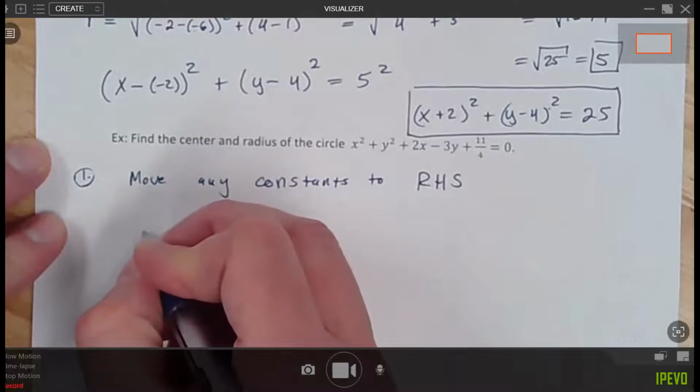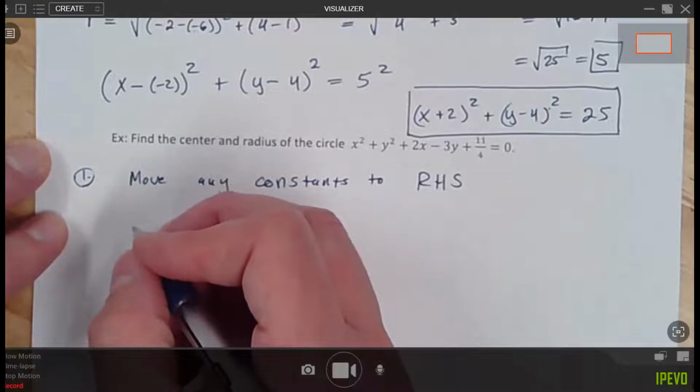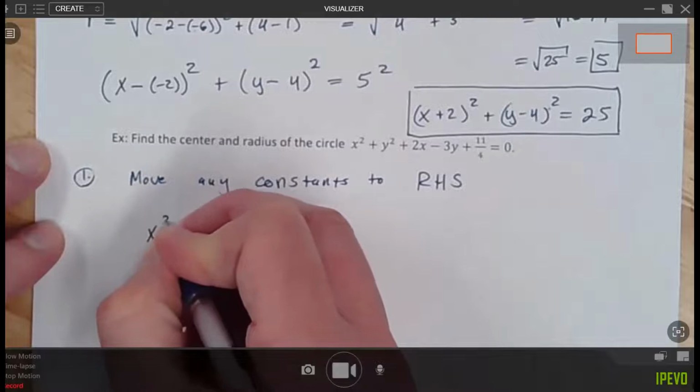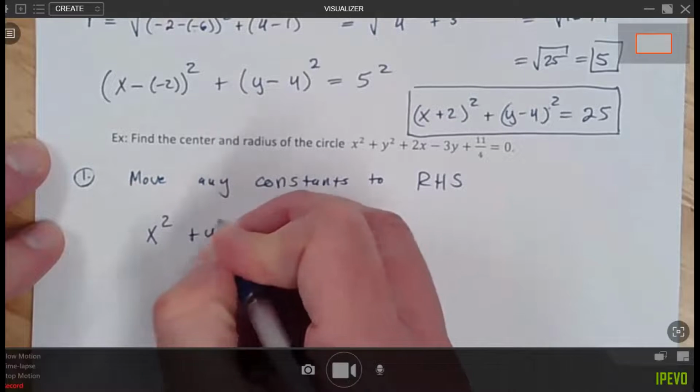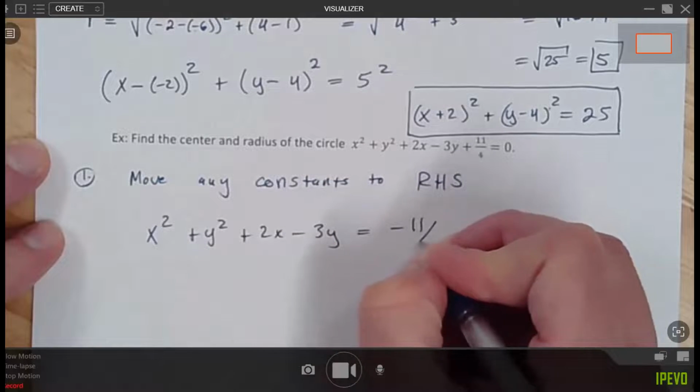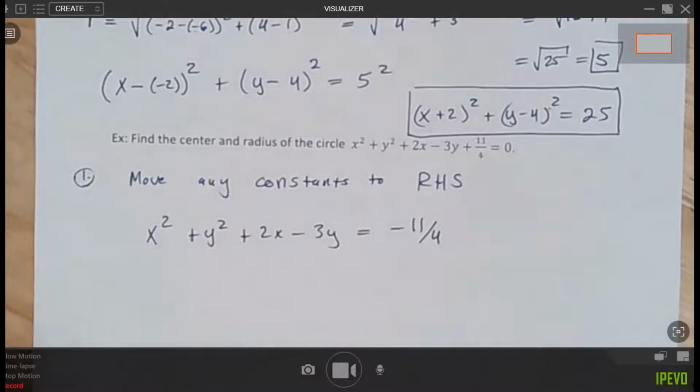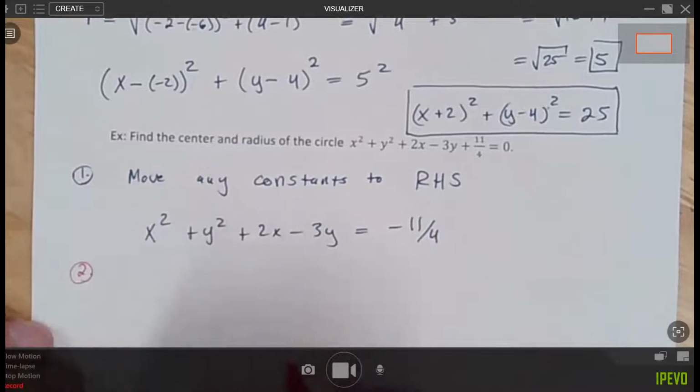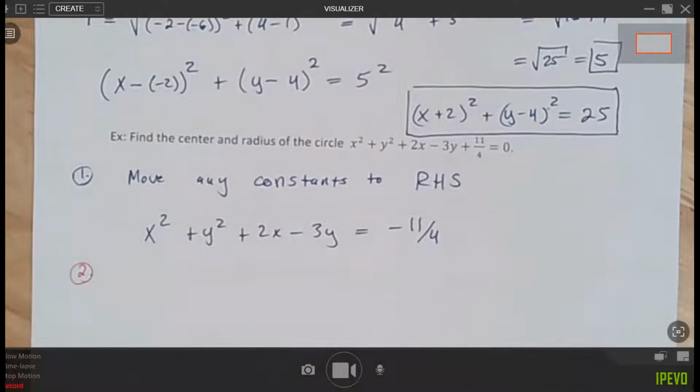So I'm going to rewrite my equation as x squared plus y squared plus 2x minus 3y equal to negative 11 fourths. And then we want to, oh, in fact, this is not something we have to do for this one, but it is something we're going to have to do for the next one. I'm going to write it in red. If x squared and y squared have coefficients that aren't 1, divide everything by that coefficient. If it is 1, you can still divide everything by 1. It's just not going to change anything.